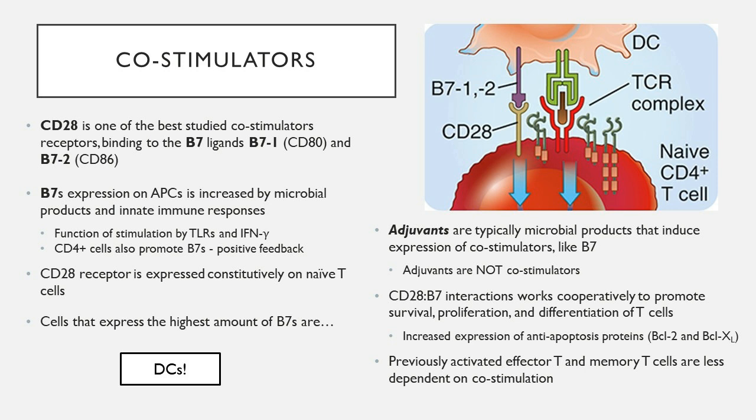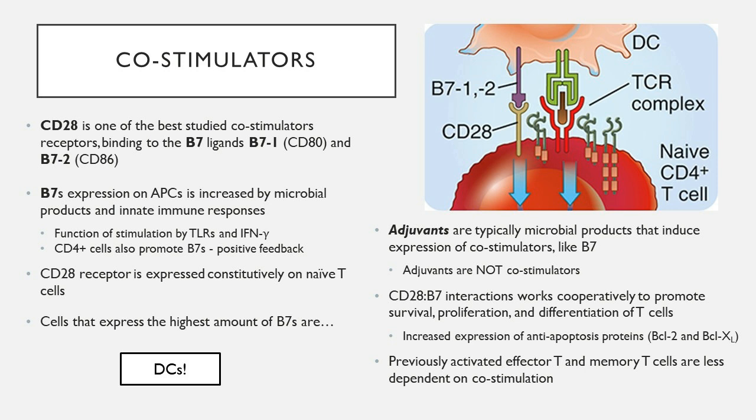Okay, I just mentioned that ligand expression is induced by the innate immune responses, so stimulation by toll-like receptors, IFN gamma, CD4 plus cells also help promote this. It's a form of positive feedback. So in short, the expression of B7 fluctuates according to the response that the body needs, according to the innate immune response. CD28, on the other hand, is expressed constitutively, so its concentrations never change on naive T cells.